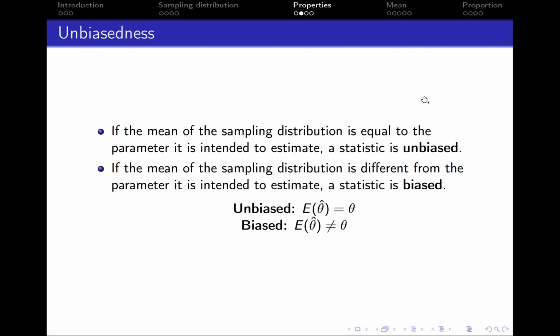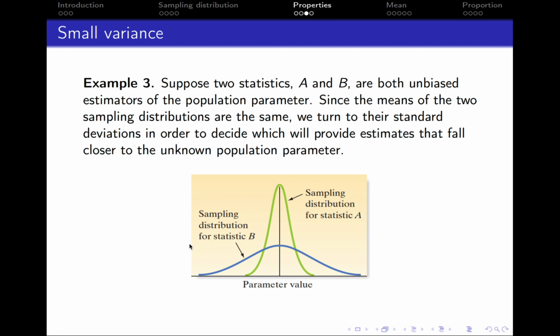So we want our statistic to be unbiased because we want the information that we get from a sample to be representative of the population. So we want a sample statistic to be as close as possible to the true population parameter. And when they're equal to each other, this statistic is said to be unbiased, so we get the most realistic representation of the population. And to understand the second property better, let's have a look at another example.